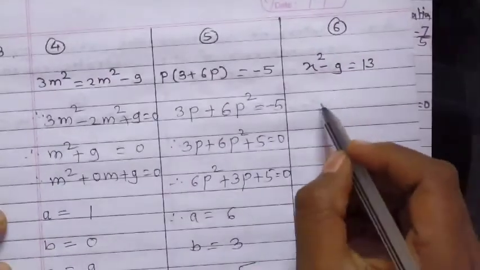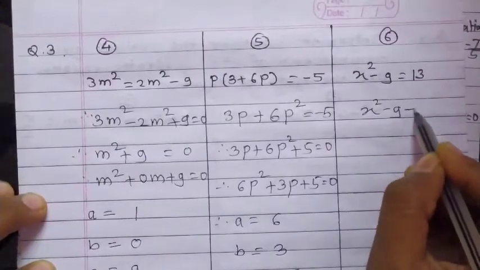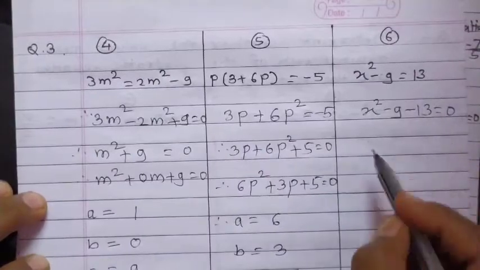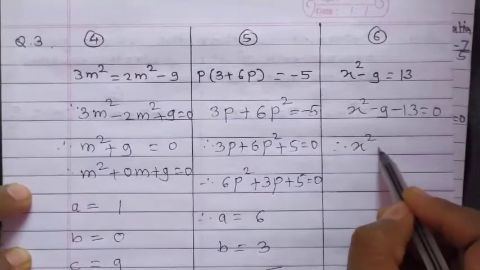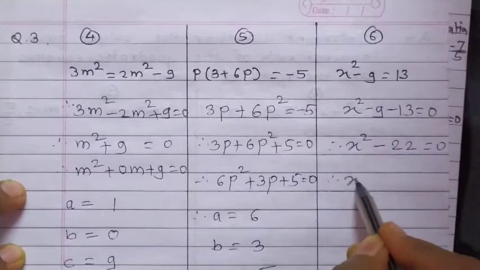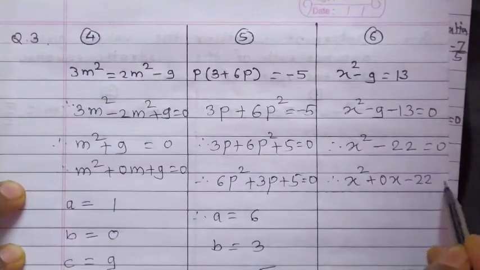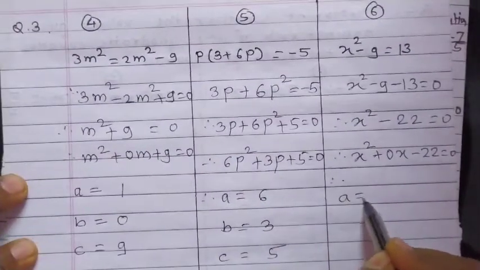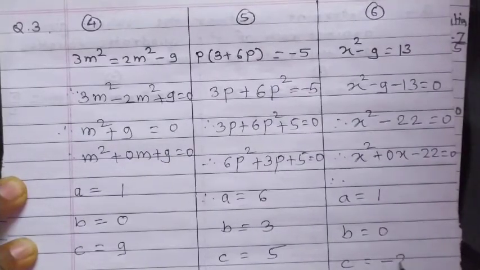Therefore, a equal to 6, b equal to 3, and c equal to 5. In the sixth example, x square minus 9 minus 13 equal to 0 because of 13 taking to the left side. Therefore, x square minus 9 minus 13, that is minus 22, equal to 0. Taking the middle term, x square plus 0x minus 22 equal to 0, and therefore a equal to 1, b equal to 0, and c equal to minus 22.